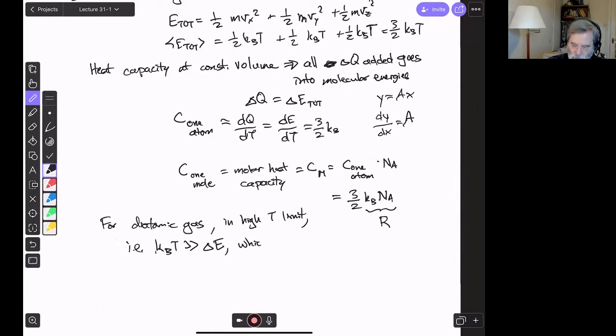What is the heat capacity? What is the molar heat capacity? C sub M.